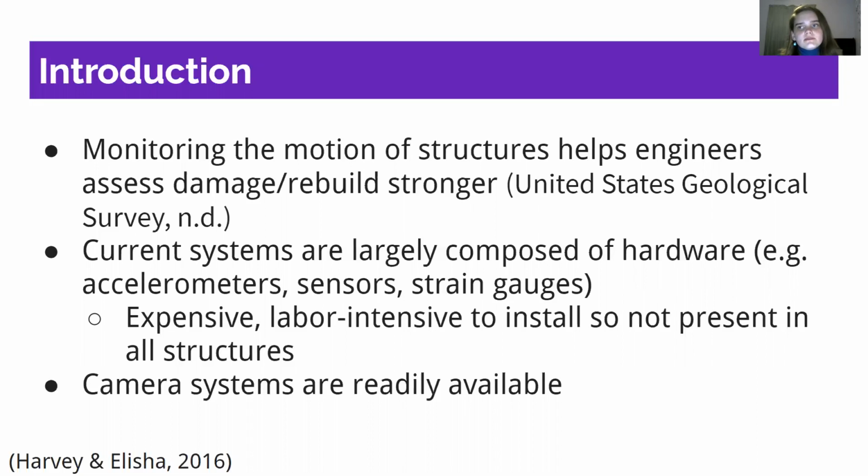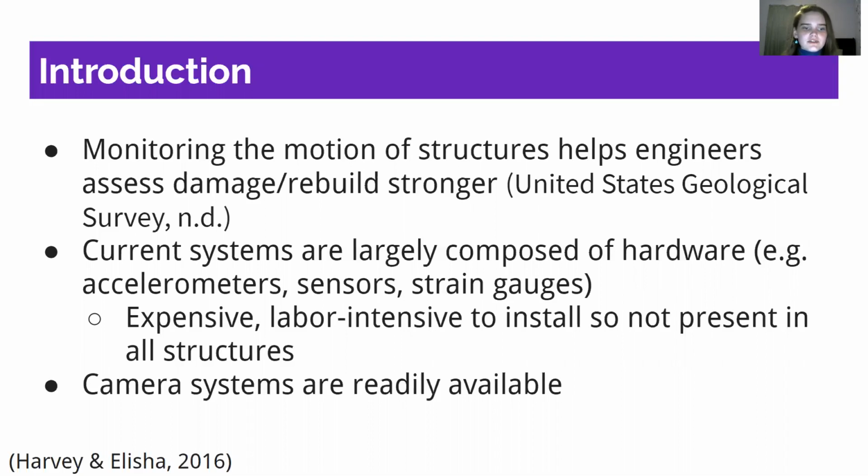However, current systems that are used to monitor the motion of a building are largely composed of hardware, like accelerometers, strain gauges, and sensors. These are, of course, expensive and labor-intensive to install, which means that building owners in areas that are at high risk for motion often don't have the necessary hardware installed into their building in order to correctly monitor the motion of a building.